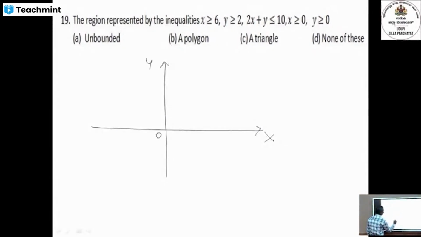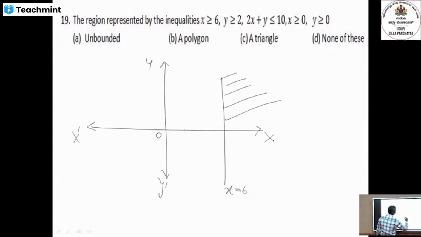The region represented by the inequalities x greater than equal to 6, y greater than equal to 2. Unfortunately, for this problem you must draw a graph sheet. Let's draw roughly. x axis, y-axis. So when you consider x and y-axis, so x dash, y dash. So let us see x greater than equal to 6. Taking x equals 6 here, 1 2 3 4 5. For example, this is x equals to 6. X greater than equal to 6. So your x goes to this side.